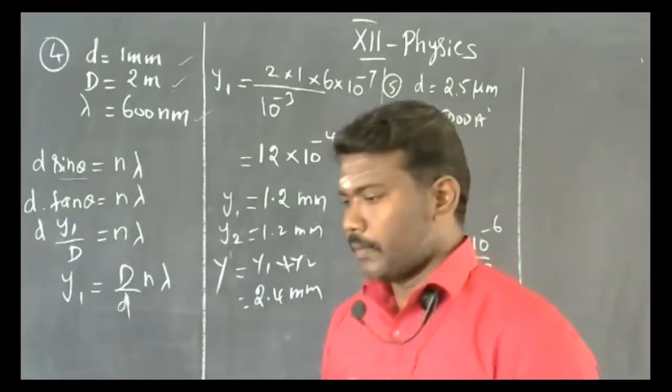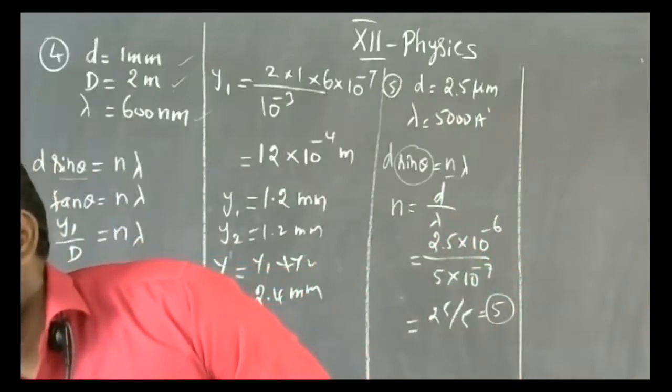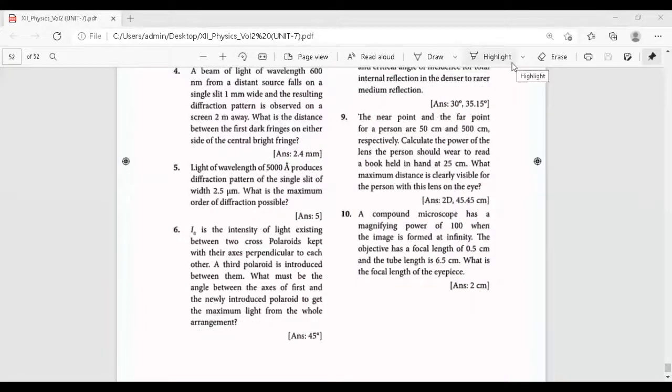And next, the sixth one. Note, the sixth question is very important. Read the question carefully. I naught is the intensity of the light emerging between two crossed polaroids kept with their axes perpendicular to each other. A third polaroid is introduced between them. What must be the angle between the axis of the first and the newly introduced polaroid to get the maximum light for the whole arrangement? So here in this case we are going to use three polaroids.